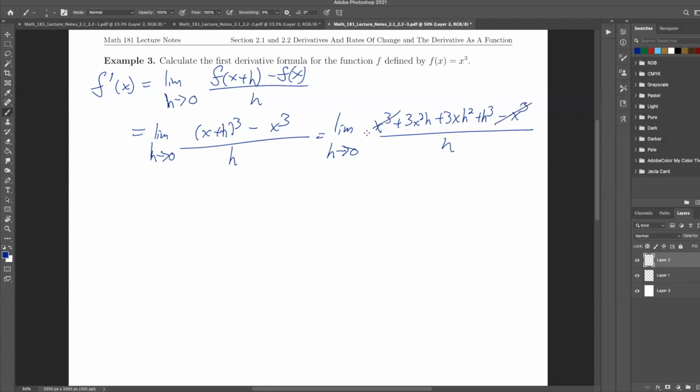So this x cubed cancels with this one, and then I'm left with h's. Here I can cancel one h in each term. So I'm left with the limit as h approaches 0 of 3x squared plus 3xh, because I only have one left here, plus h squared. But now I can just plug in directly, right? And this is just equal to 3x squared. So this is my derivative formula of f of x, 3x squared. All right, let's do it the other way in the last 3 minutes of class.